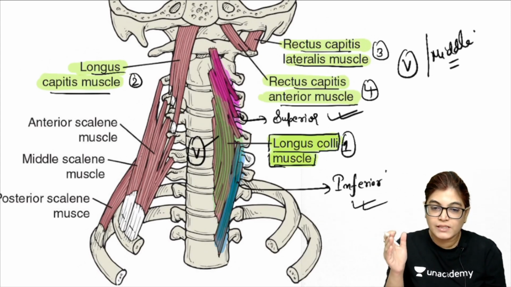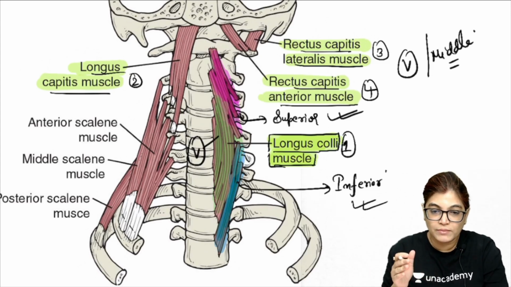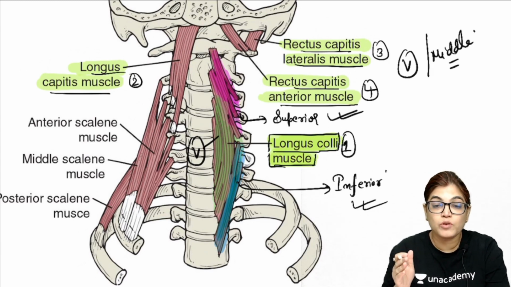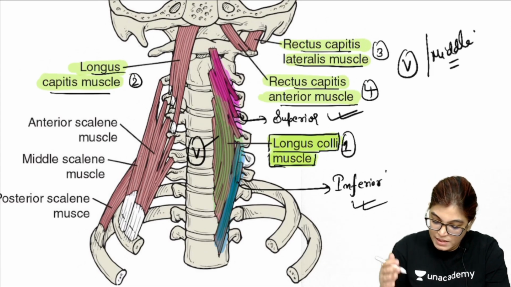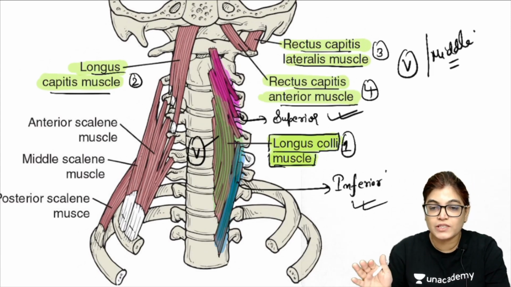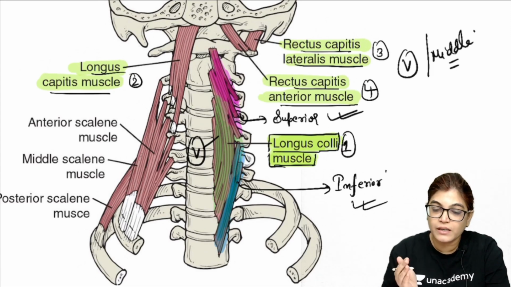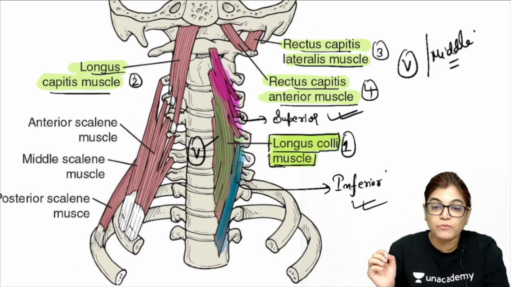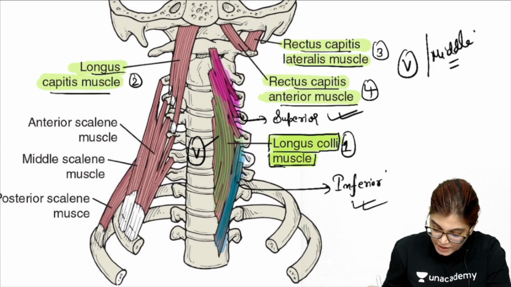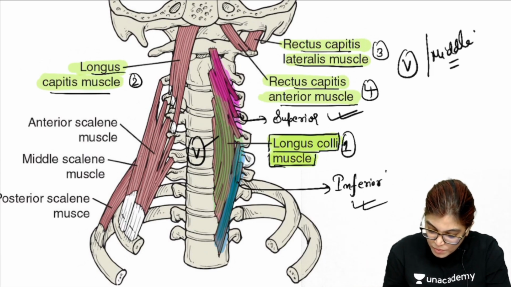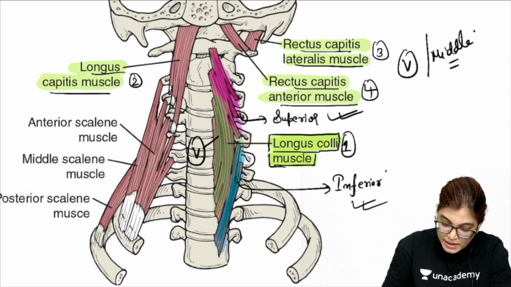Now, the first point is that the Longus coli muscle, which is highlighted in the diagram, is the most medial of the prevertebral group of muscles. In this diagram we are seeing four muscles categorized as the prevertebral group. In this category, Longus coli muscle is lying most medially, which can be seen in the diagram also.